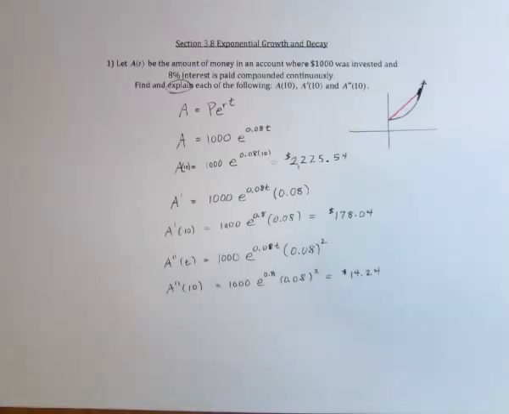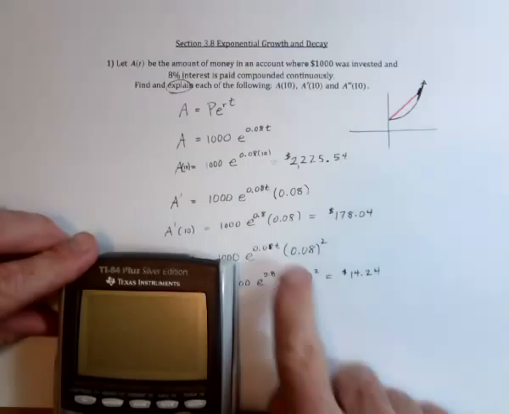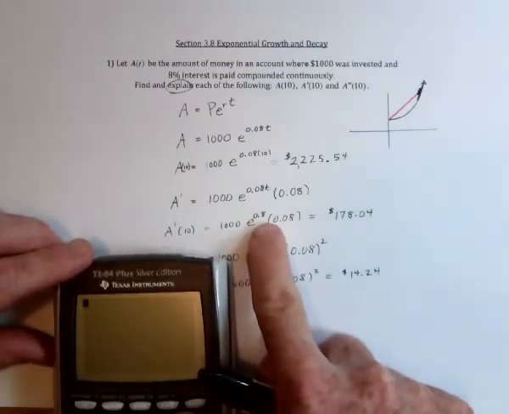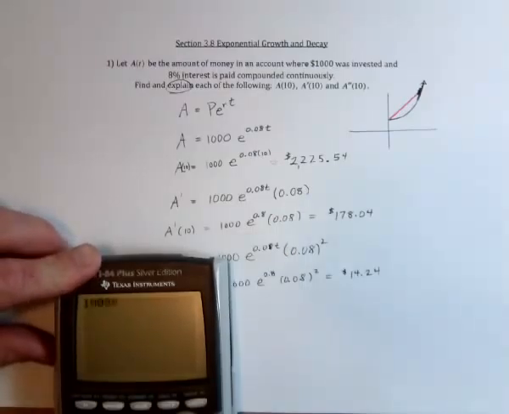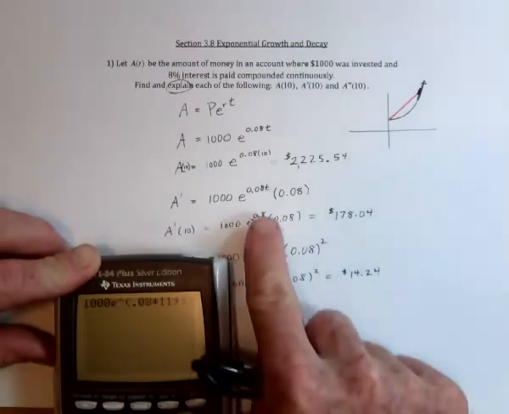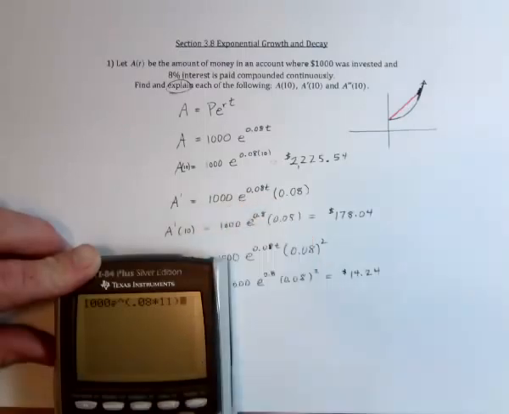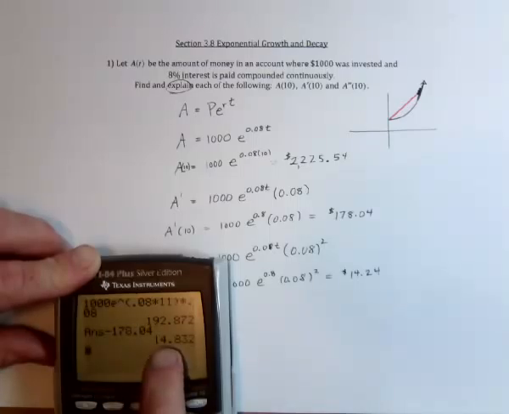We can sort of ballpark test that idea by saying, what if we went another year over here and went to 11? So take 1,000 and then e to the 0.08 times 11 years. So I'm just substituting 11 in there, and then times 0.08, it's 192. And this was 178, so subtract the 178.04. So it changed by $14.83.